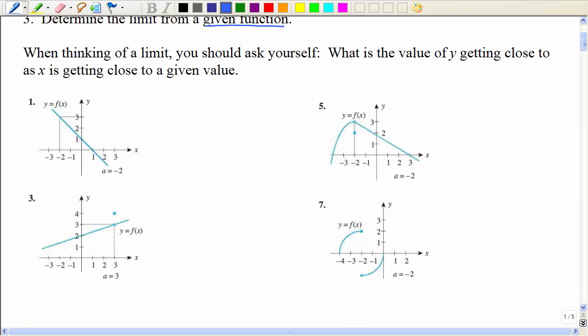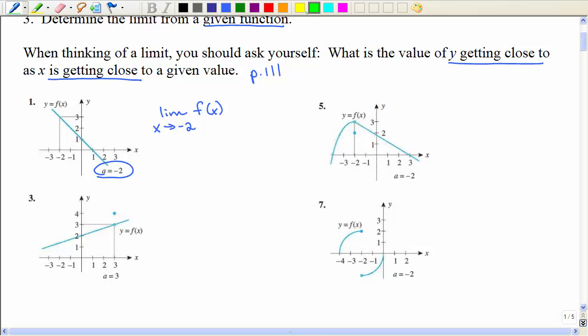These are the odd problems out of your book on page 111, I believe. And so the easiest thing I want you to think about is, ask yourself, what is the value of y getting close to as x is getting close to a given value? Not equal, although sometimes that is the same, but what it's getting close to. So number one, we're asked, what is the limit as x approaches negative 2 of f of x?